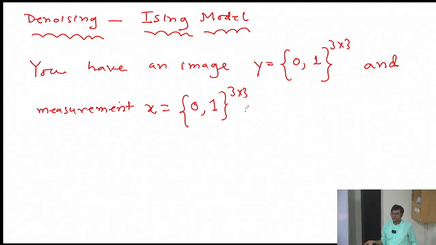So what you want to find out is, given x, an estimate of y. The idea is x is noisy, so some 1s have become 0, some 0s have become 1. So given x, where some 1s have become 0 and 0s have become 1, can you find y and correct those values? So it's like a denoising model, but a very discrete kind of denoising model.